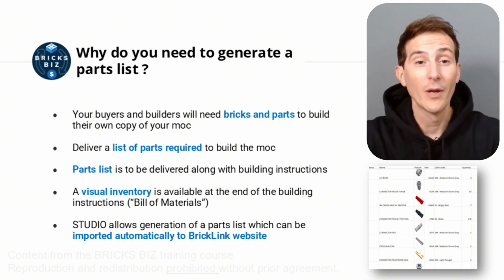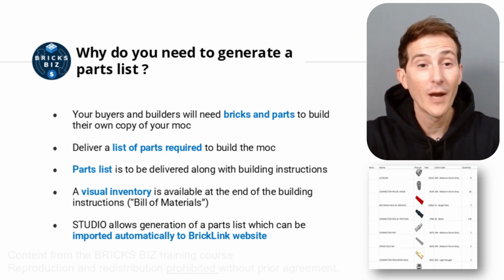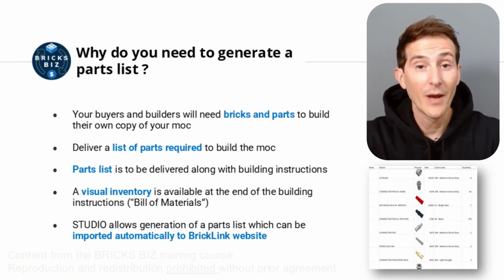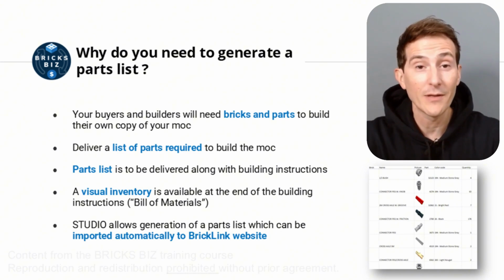The most exciting part of the building process is pure building, so making life easier for your buyers on searching for bricks they need will be another element that encourages them to buy your creations again. From Studio, you have the possibility to generate a parts list that will be exported directly to Bricklink. Once in Bricklink, you can download this parts list in digital format to share it with your users. Let's see in this video how to proceed.